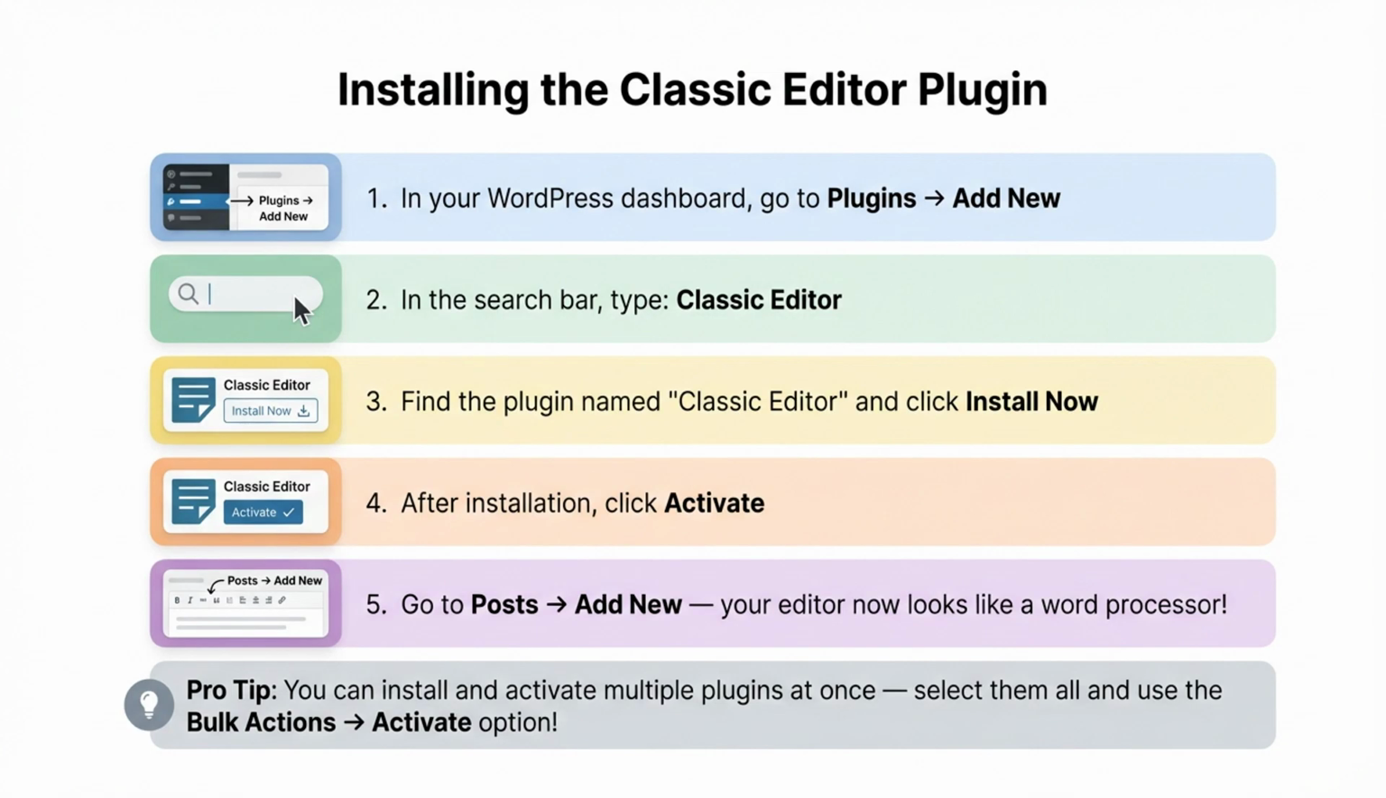Installing the Classic Editor is straightforward. From your dashboard, go to Plugins, then Add New, and search for Classic Editor. Click Install Now, then Activate. That's it. Your post editor immediately transforms into the familiar word processor-style interface.